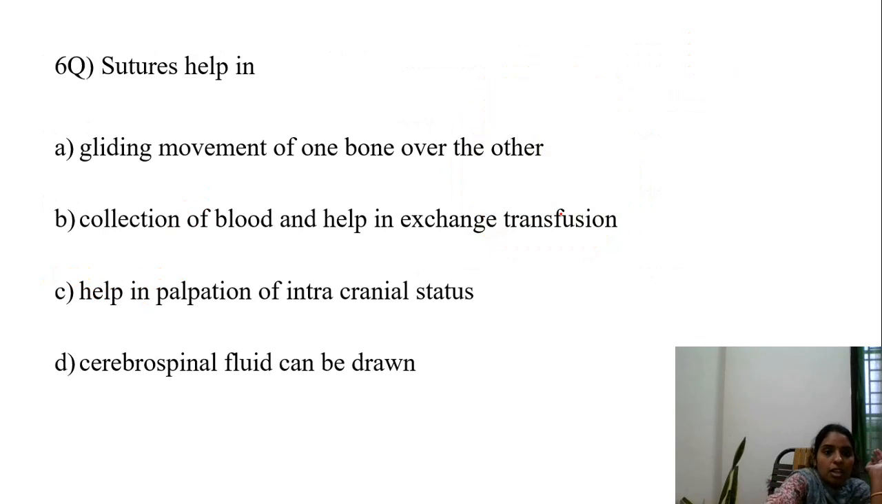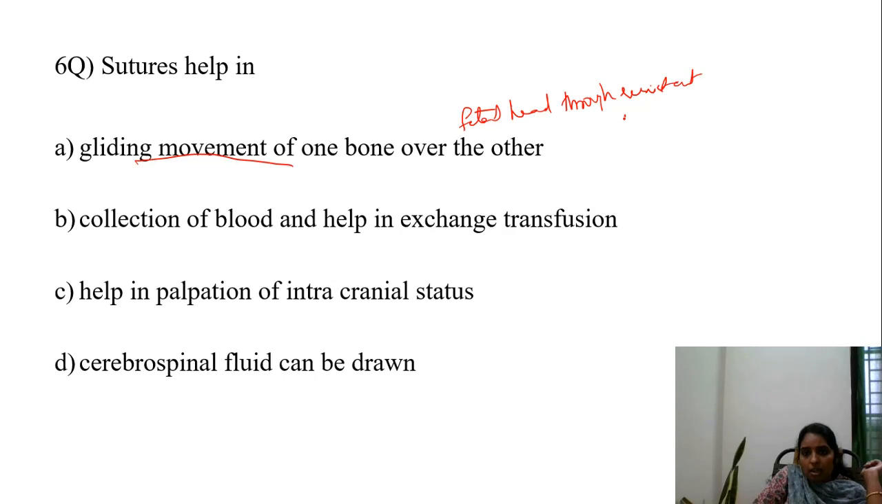Next, sutures help in what? The options are gliding movement of one bone over the other, collection of blood and help in exchange transfusions, help in palpation of the intracranial status, cerebrospinal fluid can be drawn. Sutures help in the gliding movement of one bone over the other, for the easy passage of the fetal head through the resistant birth canal. Collection of blood, cerebrospinal fluid and palpation of intracranial status all go to the fontanelles.